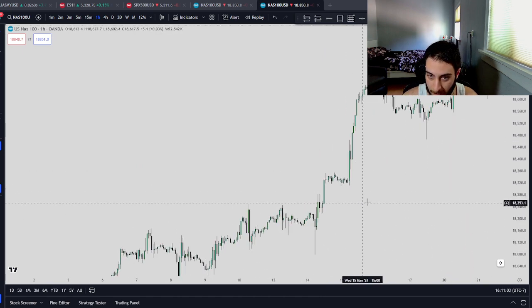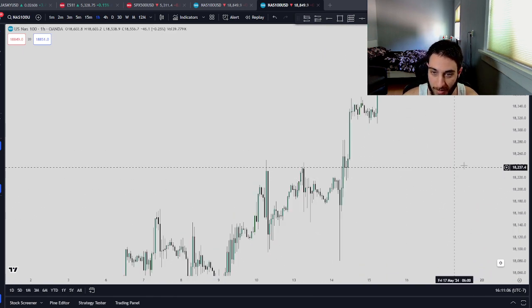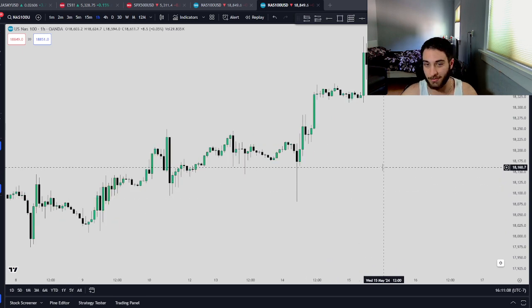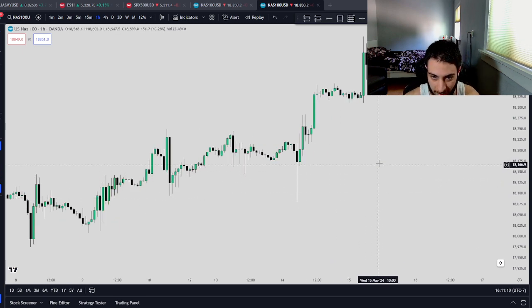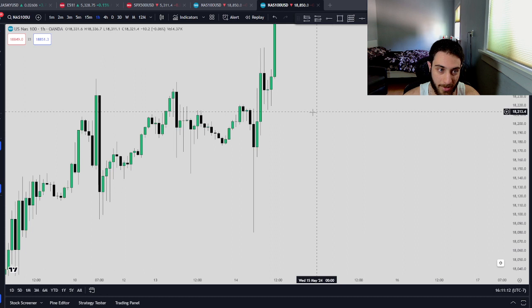And by the way, we don't take plays just off of order blocks. We have extra confluences because if we just took it off of order blocks, we'd most likely have a negative win rate.